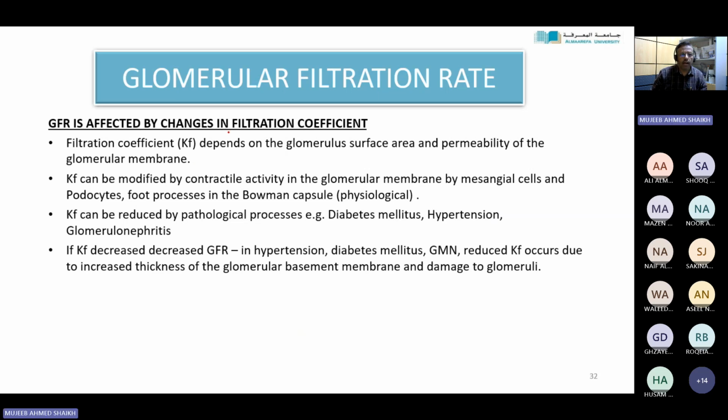Now, how does the filtration coefficient affect the GFR? Filtration coefficient depends upon surface area and permeability. Now the surface area can be changed due to contractility of that membrane. The glomerular filtrating membrane can get contracted and become slightly less, and that will lead to decrease in GFR. Or it may be relaxed so that the surface area will increase, even the slits or pores will increase. So it is indirectly changing the filtration coefficient.